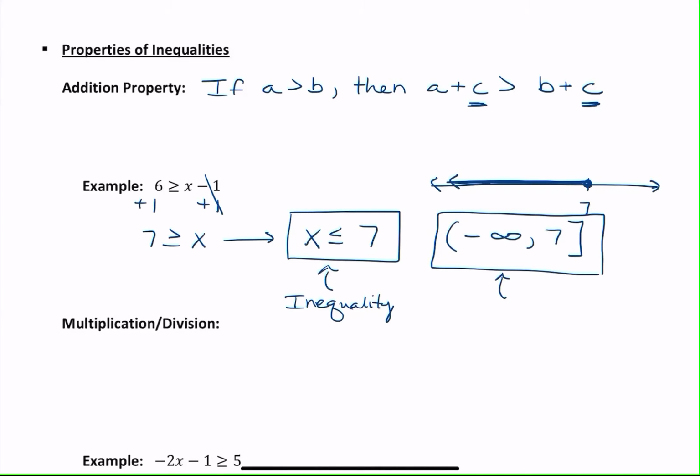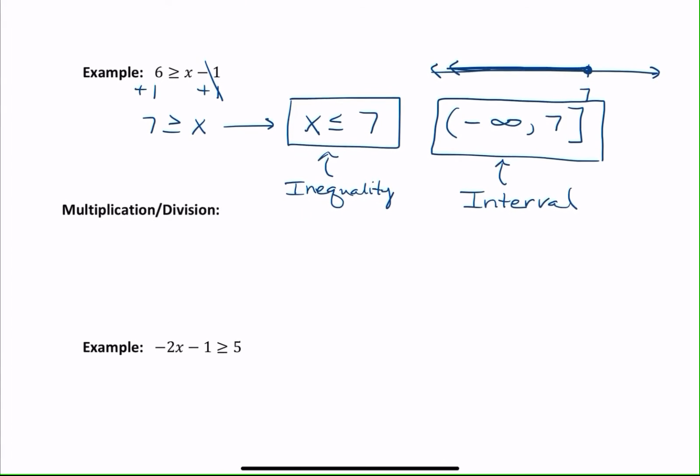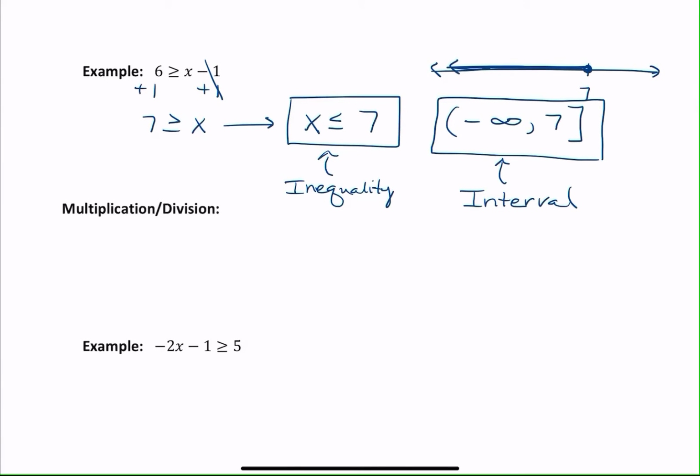And this is your answer in interval notation. The other property is the multiplication or division property, and it says if A is less than B and C is greater than 0, so C is a positive number, then if you multiply A times C, that's going to remain less than B times C.